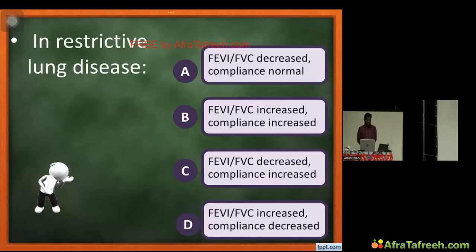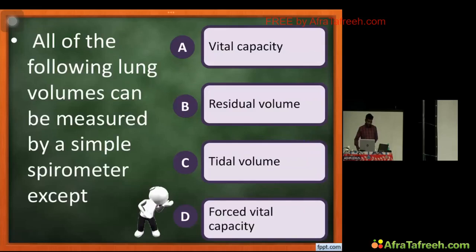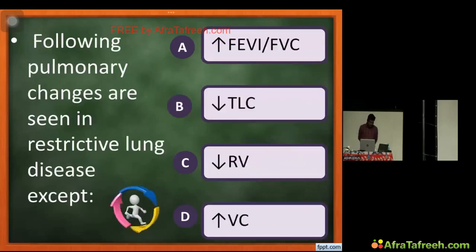In restrictive lung disease, FEV1 by FVC ratio is increased, compliance is decreased. Answer is D. It should be residual volume. It should be increase in FEV1 by FVC, decrease in RV, decrease in TLC. Increased VC is wrong.